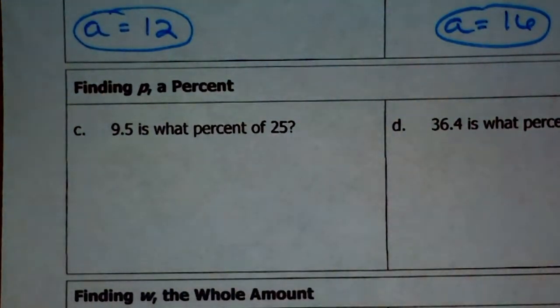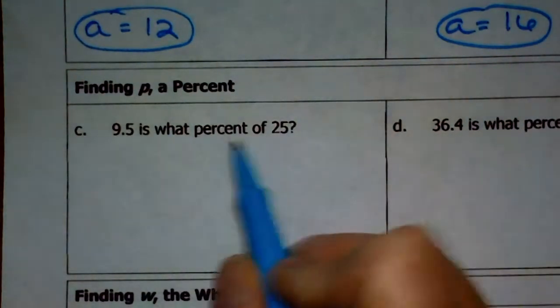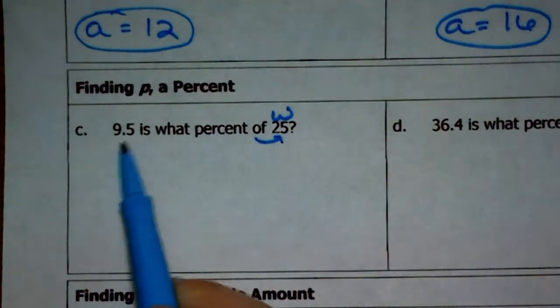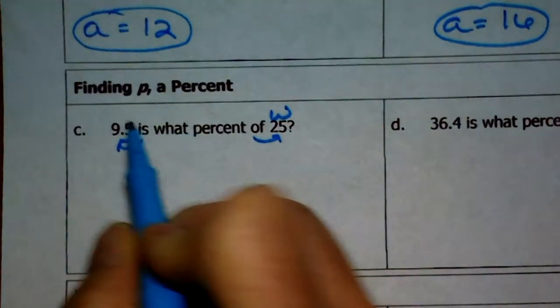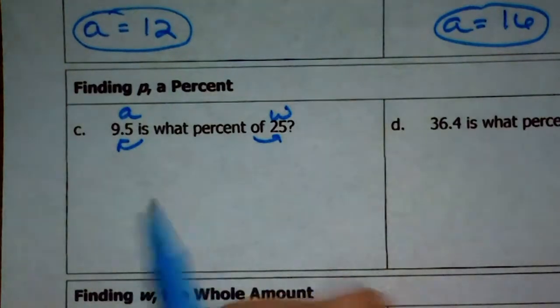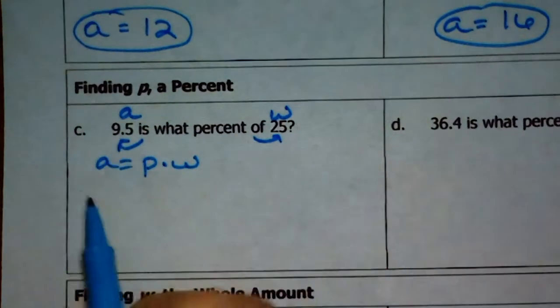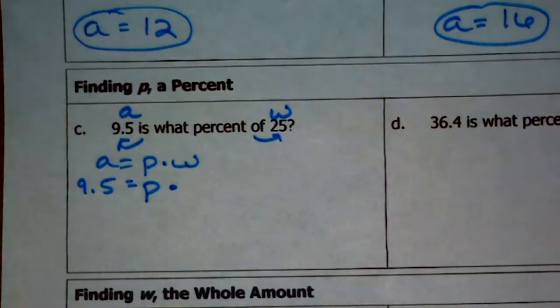It says 9.5 is what percent of 25? Now notice when you're looking at this, none of these numbers have a percent sign after them. That means we're trying to figure out what the percent is. Now you have to figure out which one's A and which one's W. So I would ask myself first, what's it out of? Because that's the whole amount. It says of 25. That means it's out of 25. And you've got a 9.5. So 9.5 is, remember I said whatever's in front of that word is usually your A. So in A equals P times W, this time I'm going to replace A with 9.5. We don't know what the percent is, but I know I'm supposed to multiply that by whatever W is.